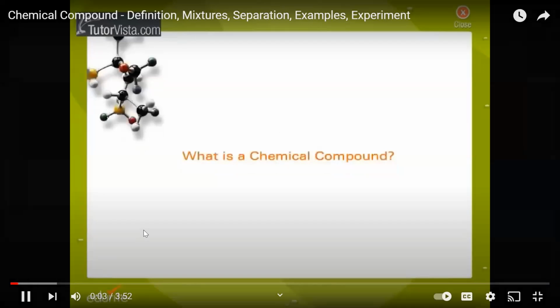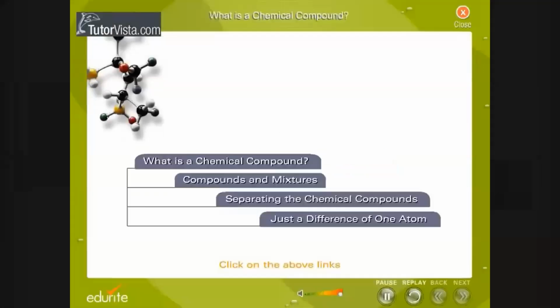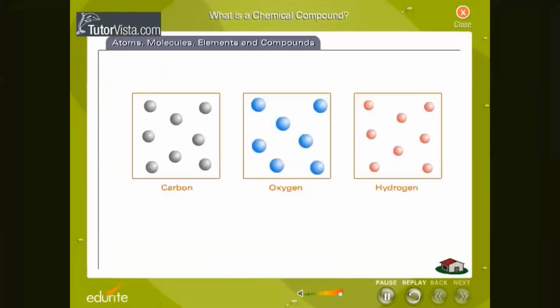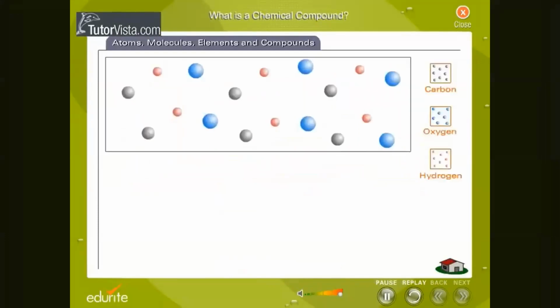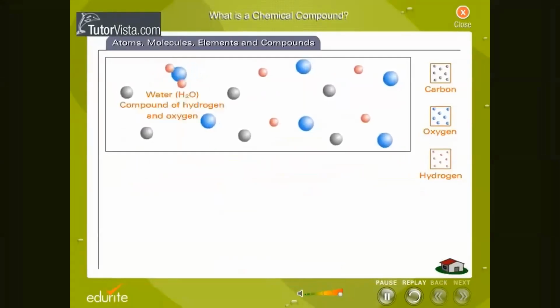What is a chemical compound? Let us learn what a chemical compound really is. Click on the titles listed here. Atoms, molecules, elements, and compounds. When two or more elements bond together chemically, they form a new substance with its own properties. This combination of elements is called a compound. Water is a compound made of hydrogen and oxygen. Carbon dioxide, which is what you release when you exhale, is a compound made of carbon and oxygen.